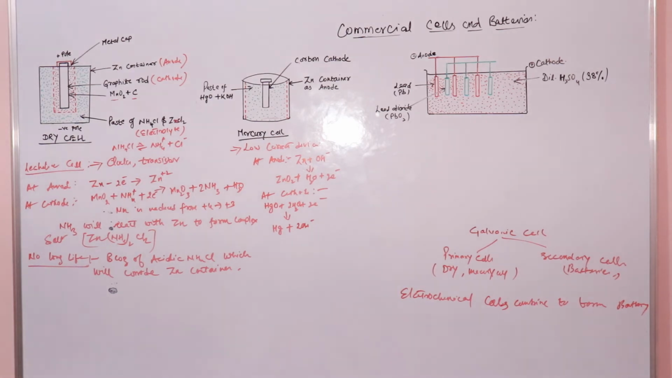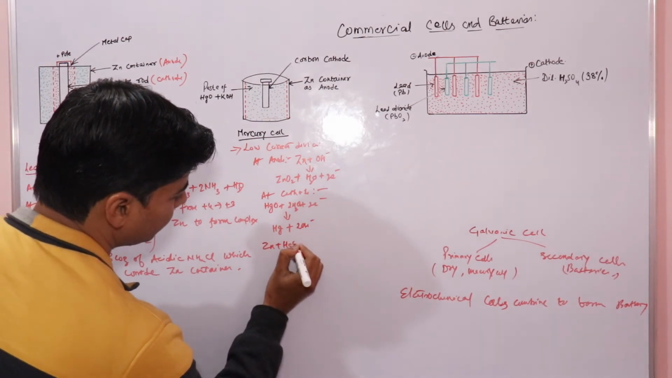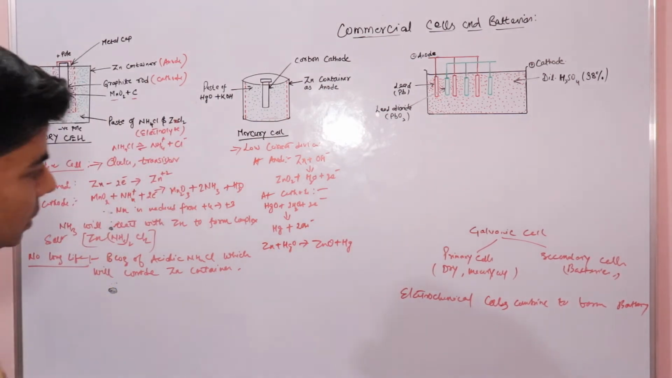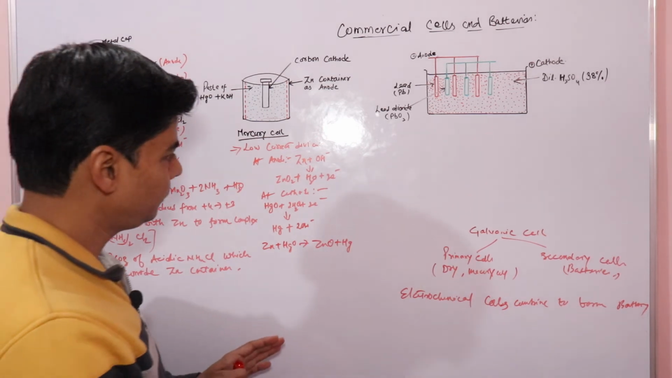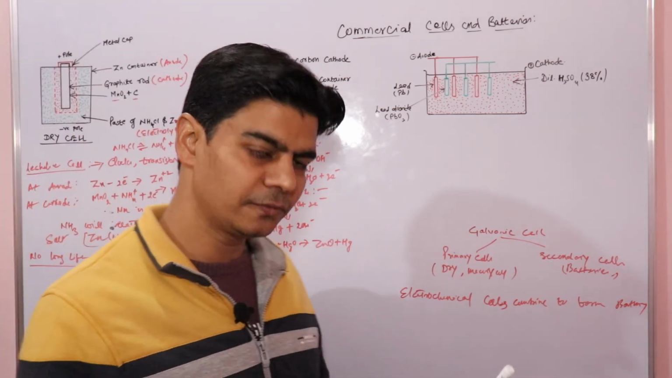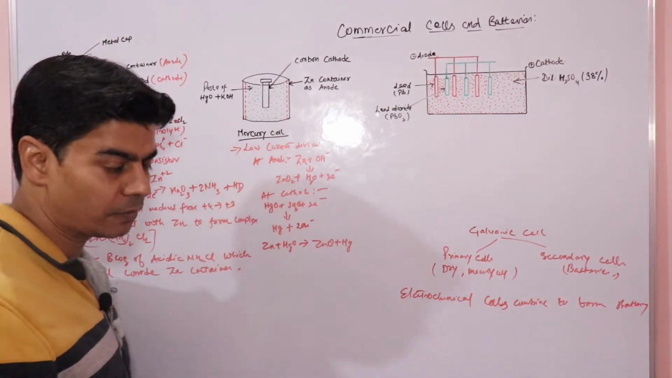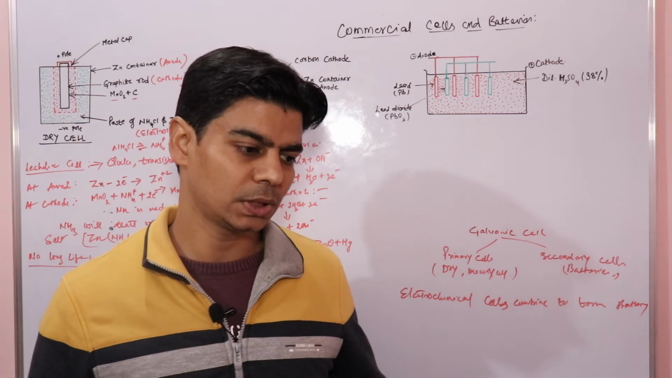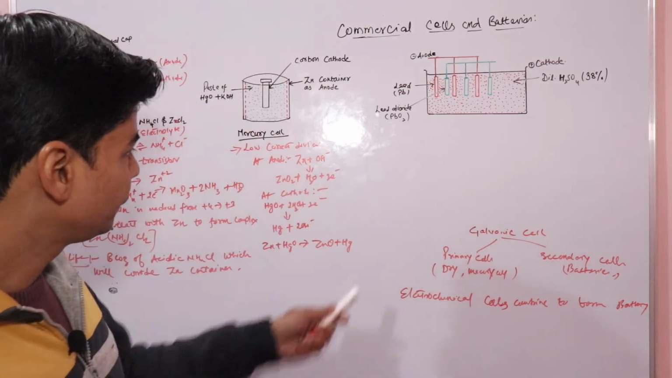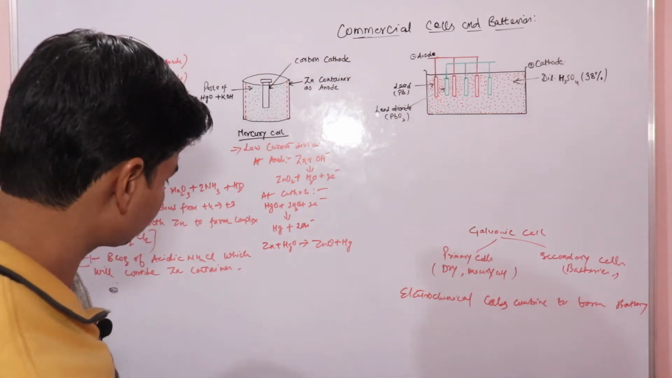So the overall reaction would be zinc plus mercuric oxide forming zinc oxide plus mercury. Just notice that in this reaction the ions are not getting utilized. The concentration of ions is not decreasing. We know that in cells, when the electrolyte is completely used up, the cell reaction will stop. So in this case it's a long life cell because the concentration of ions is not getting changed.